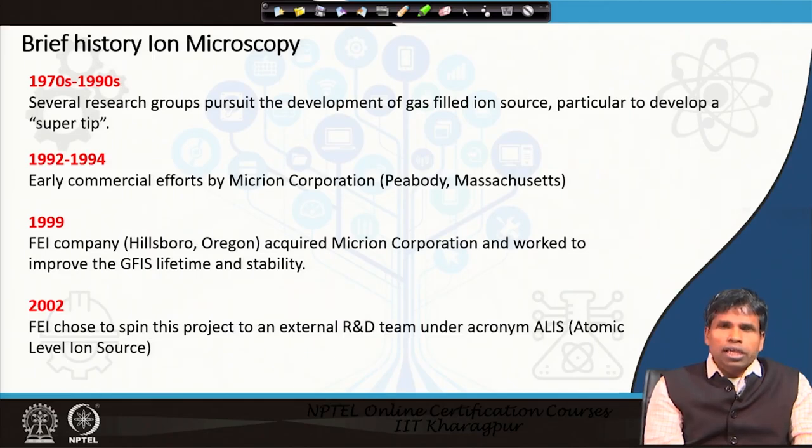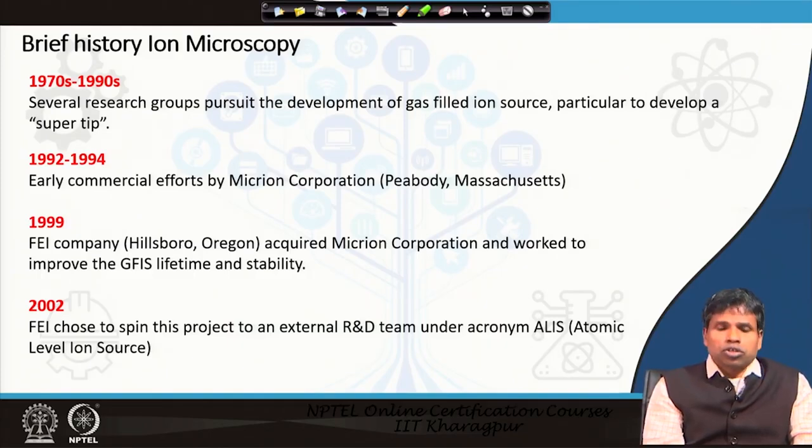Now, getting one atom at the tip is not an easy task, because that tip can evaporate if it has a little higher field, and the second thing is that it has to be highly stable. So, it was not that easy. In addition to that, the tip should produce enough ions so that the ionic current will be high. So, in the 70s to 90s, there was a lot of work on developing the super tip.